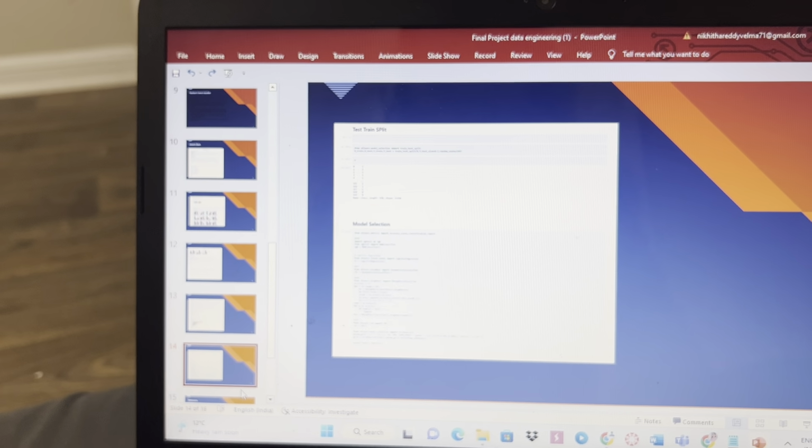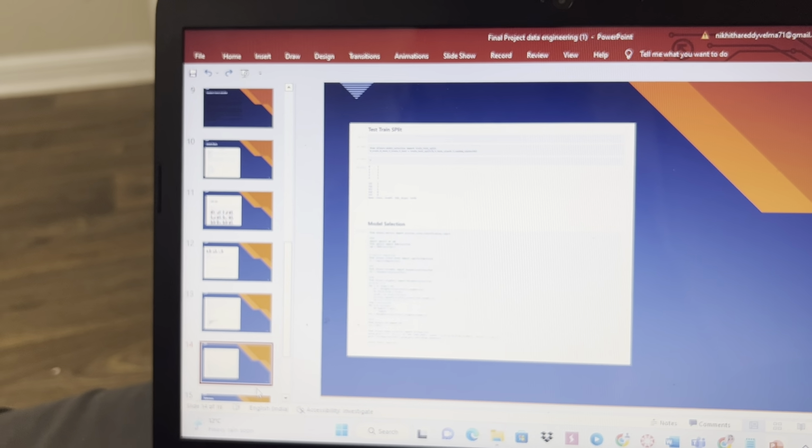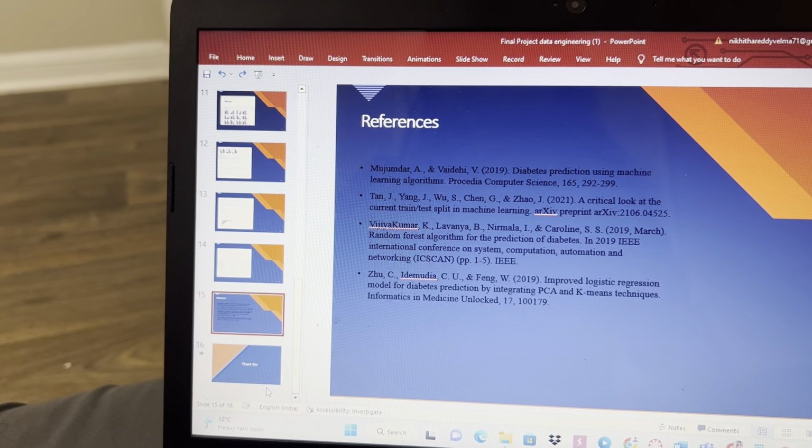And you can find the test train split and model selection. Here are the references, and thank you for this.